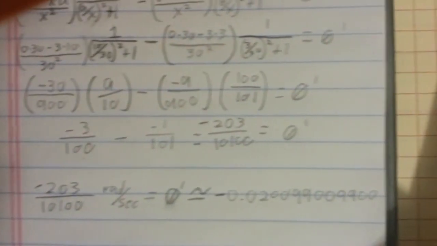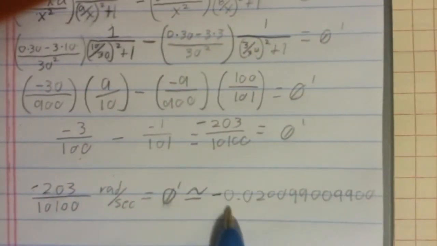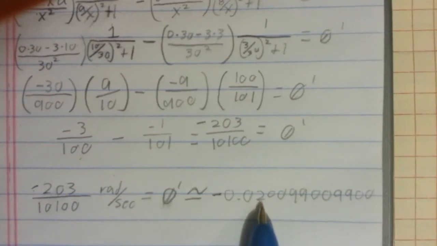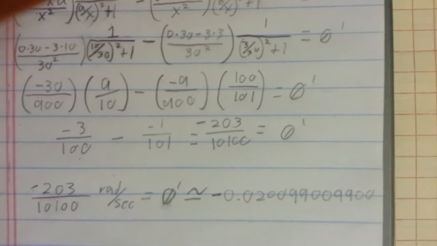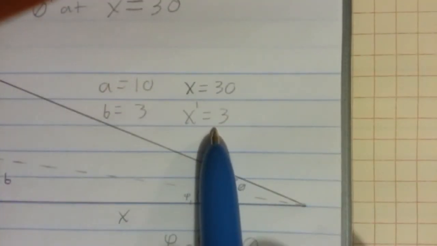To further simplify that, we result in the decimal of negative 0.020099009900, and so forth. As an approximation, this being in radians per second, as given in our x prime in the written text.